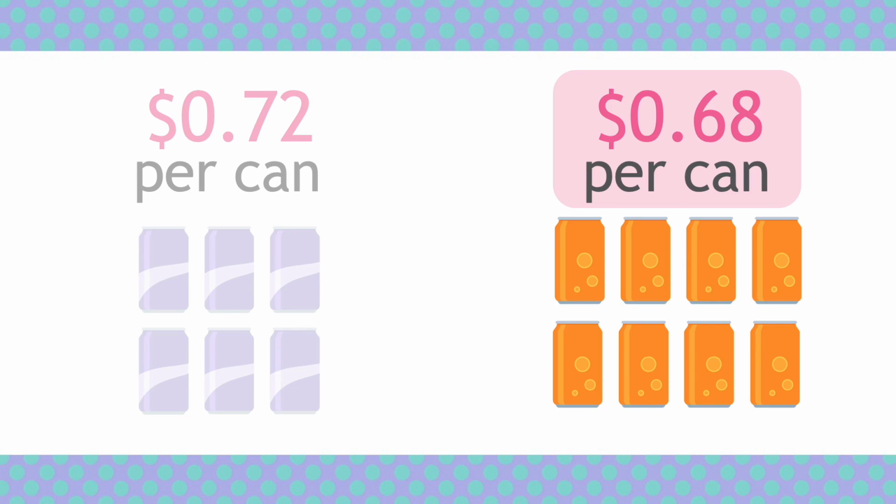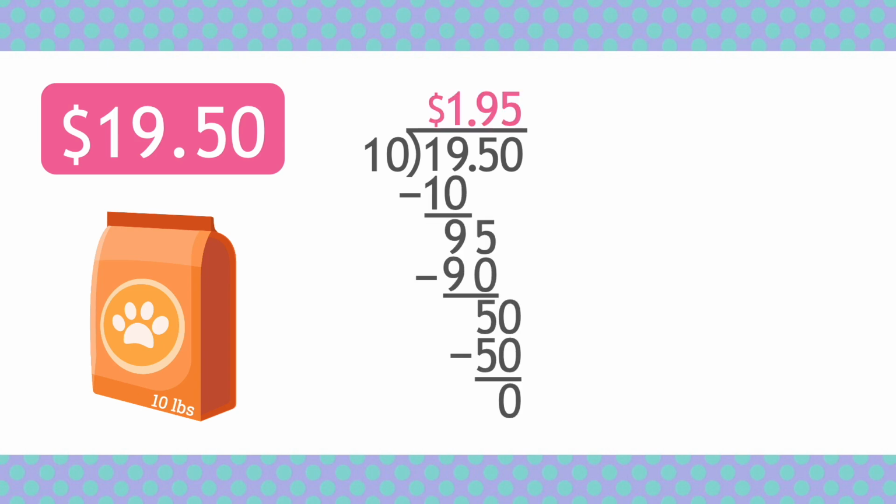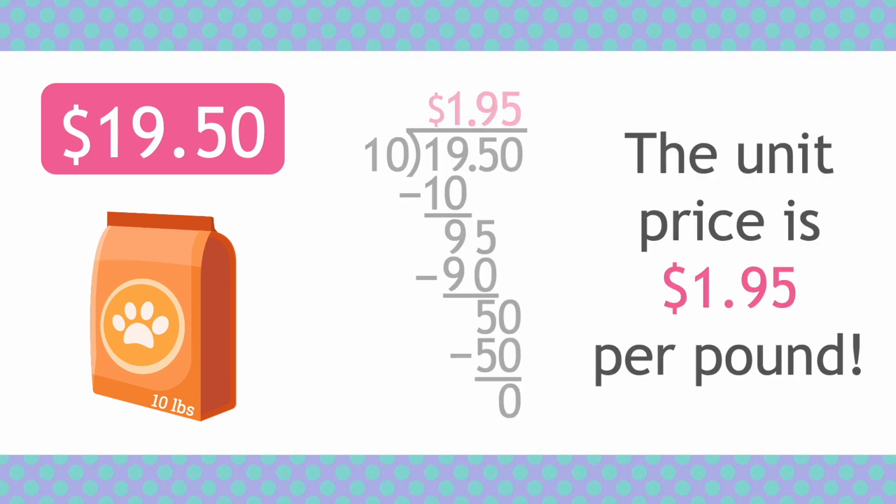Let's try another example together. This 10-pound bag of dog food costs $19.50. To calculate the unit price, we want to find the price of 1 pound, so we need to divide the price of the bag of dog food by 10 since it contains 10 pounds. $19.50 divided by 10 is $1.95. The unit price is $1.95 per pound of dog food.